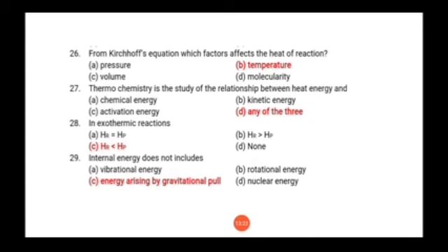Next set of questions are question number 26. From Kirchhoff's equation, which factors affect the heat of reaction? Which factor affects the heat of reaction?